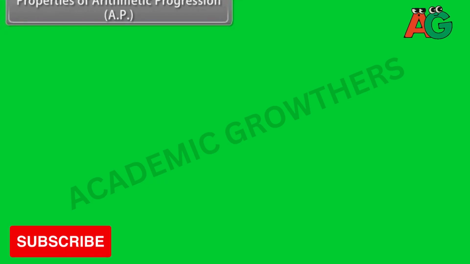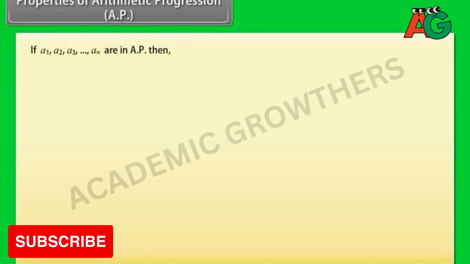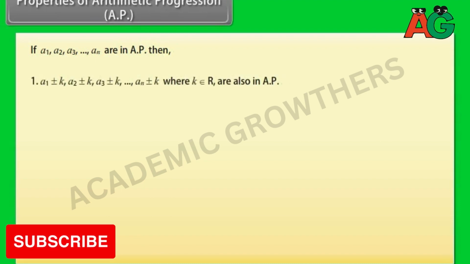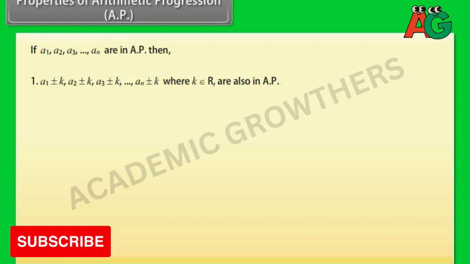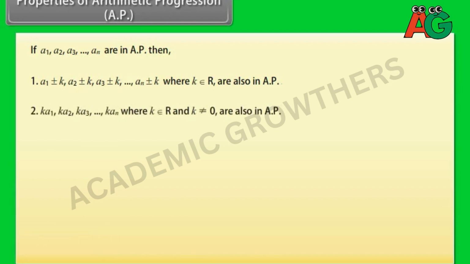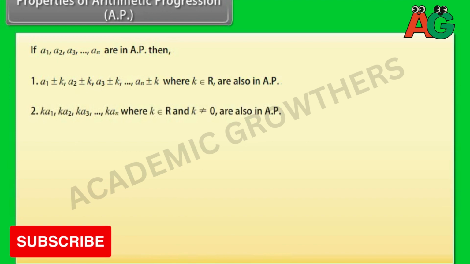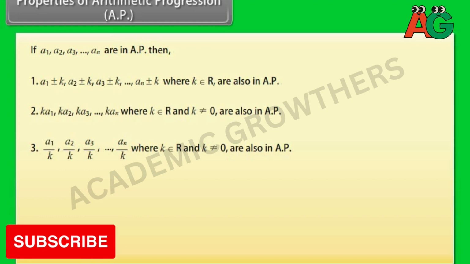Properties of arithmetic progression, AP. If a1, a2, a3 up to an are in arithmetic progression, then a1 ± k, a2 ± k, a3 ± k up to an ± k, where k belongs to R, are also in AP. k a1, k a2, k a3 up to k an, where k belongs to R and k ≠ 0, are also in AP. a1/k, a2/k, a3/k up to an/k, where k belongs to R and k ≠ 0, are also in AP.